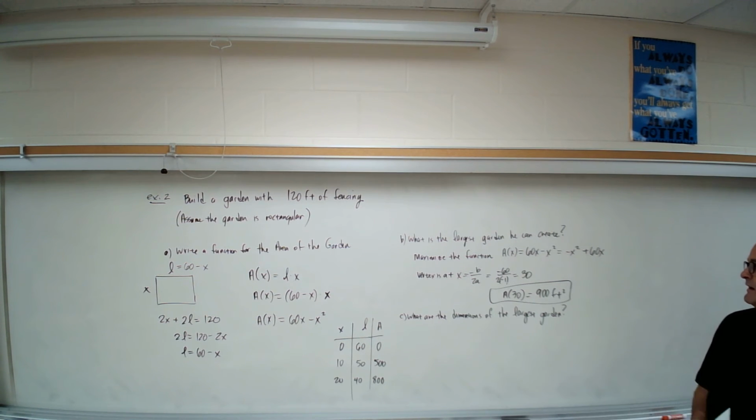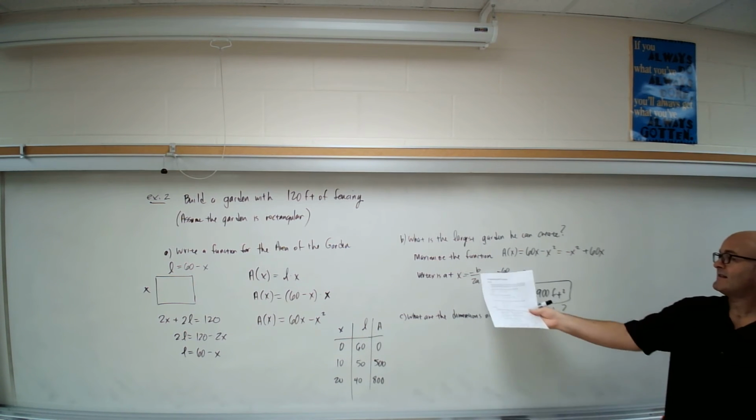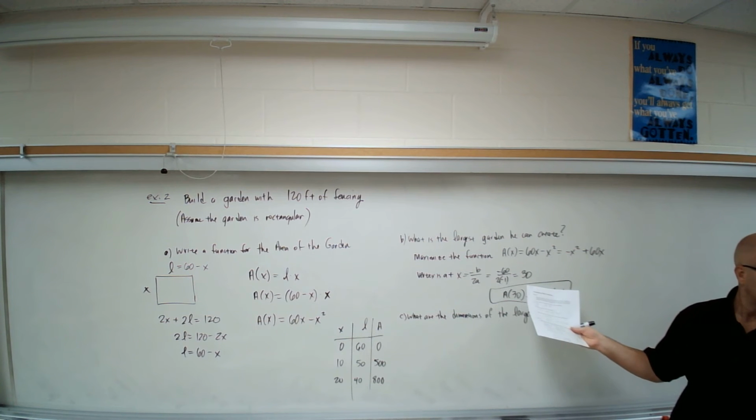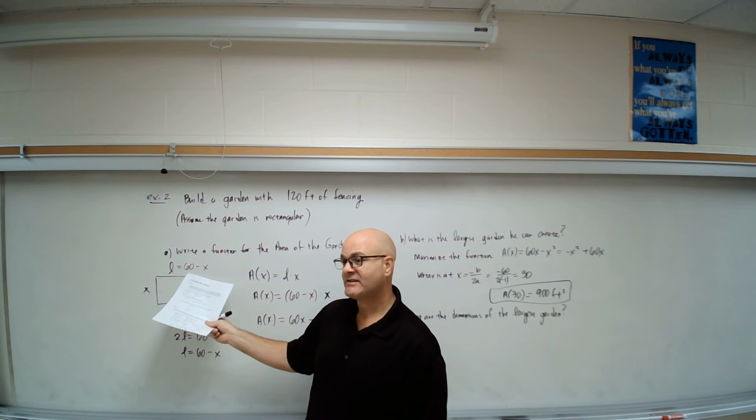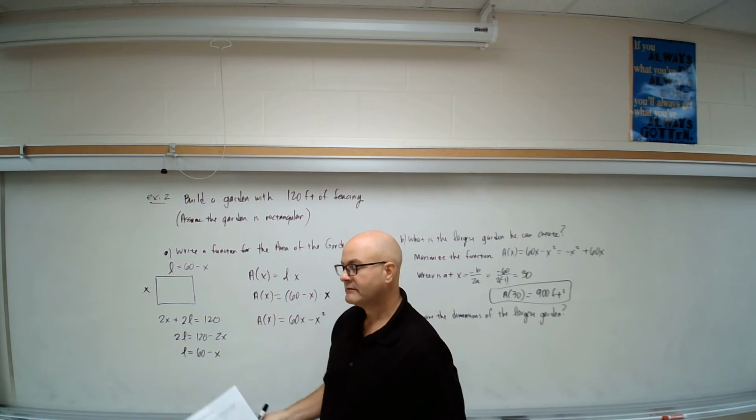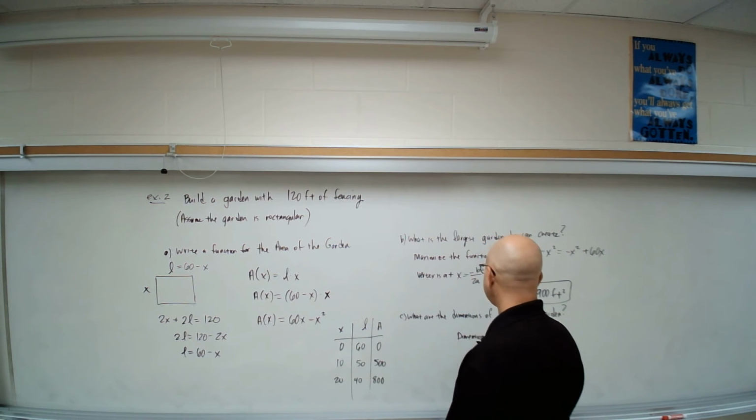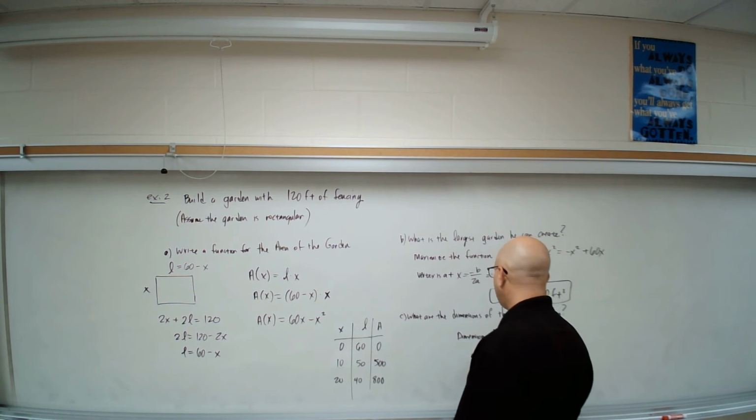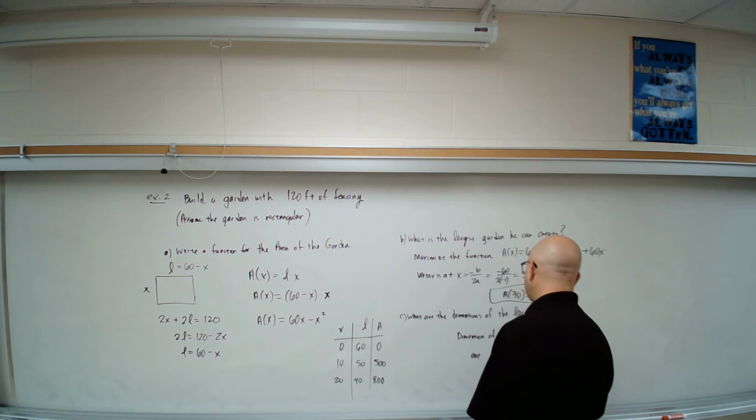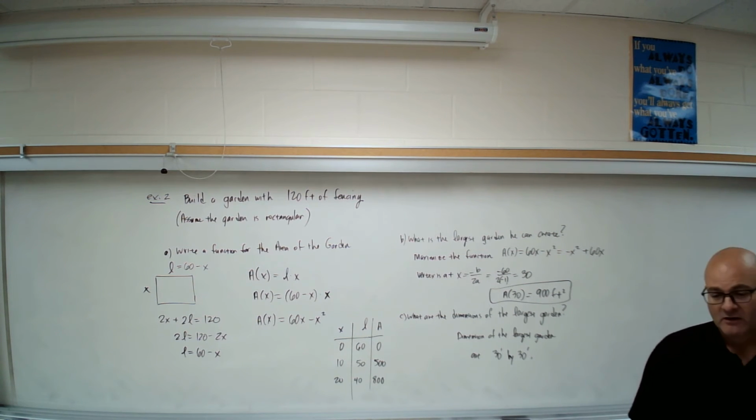The last question, what are the dimensions of the largest garden? Well, we know that when x is 30, we have the largest garden, correct? We know the other dimension, so if this is 30, this would have to be 60 minus 30, which would be 30, right? So the dimensions of the largest garden are 30 feet by 30 feet. So that would be our largest garden.